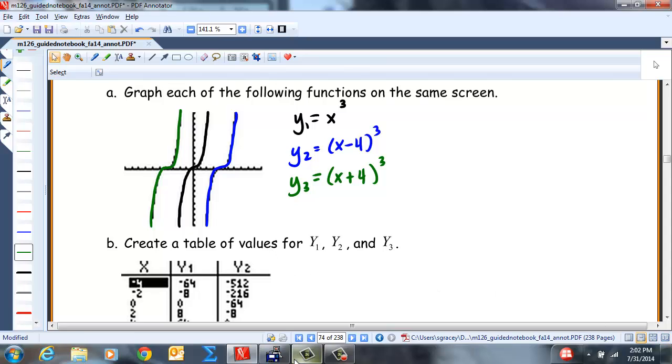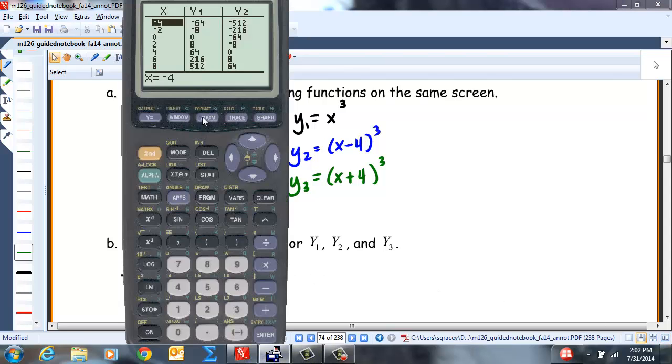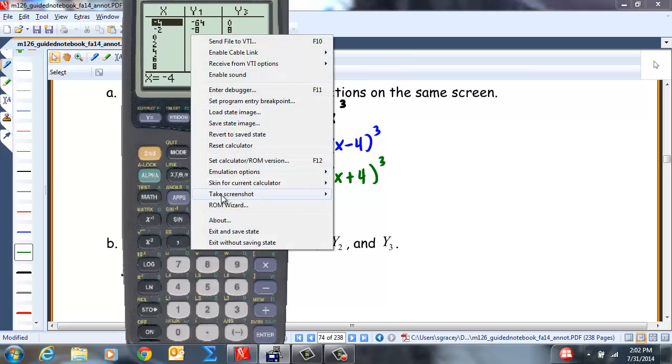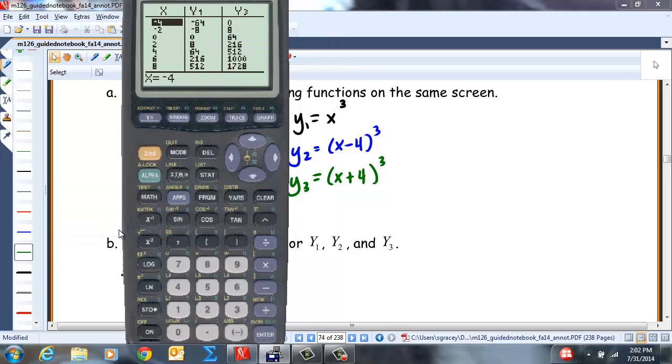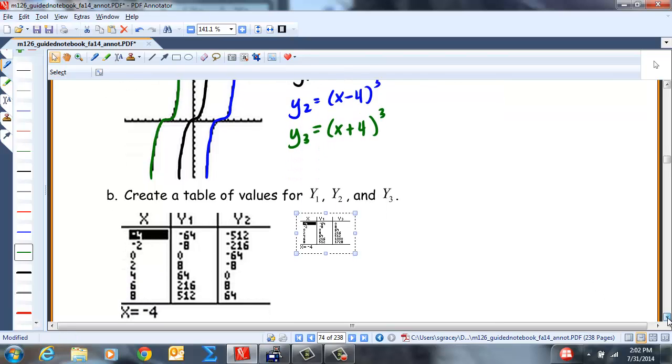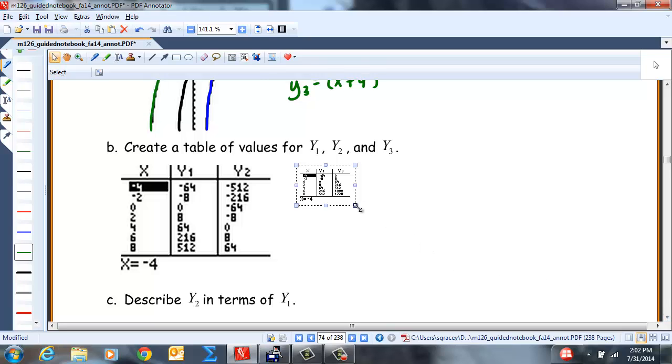All right, so let's do the same for our y1 and y3. So again, I'm going to go to my y equals, and I'm going to take this one off, and then go to our table so that we can look at what happens. So here we get our 0 when x is -4. And so that means a shift to the left of 4 is what gets you your x-intercept.